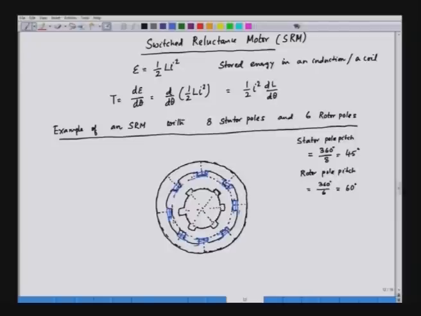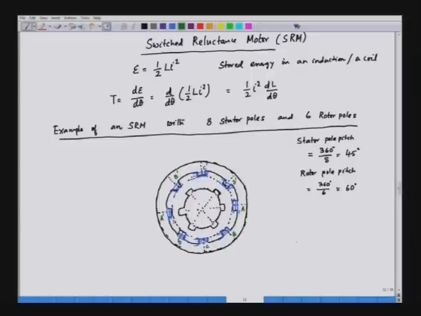So, the stator carries windings. Suppose this is phase A, we can call this A prime, it is diagonally opposite. Similarly, if we say this is B, the diagonal opposite is B prime, and if this is C, this could be C prime, this is D and this could be D prime.